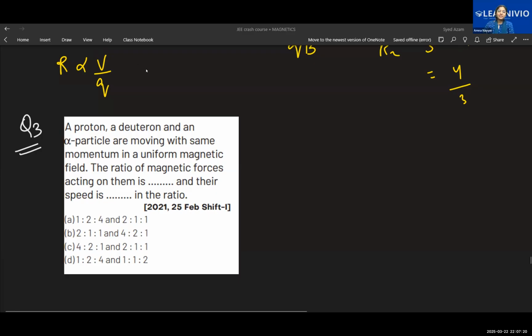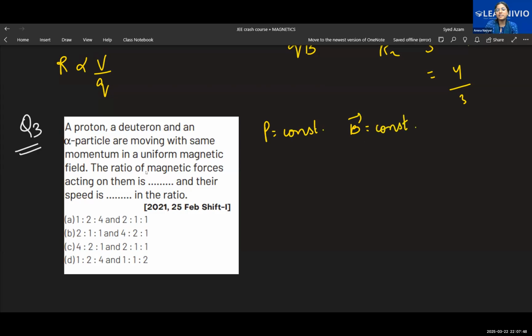Okay, class, I'm discussing it. Now 3 particles are given. A proton, a neutron, and an alpha particle. They are moving with the same momentum. So this time momentum is mentioned. That's constant. Magnetic field is uniform. So momentum is constant. Magnetic field, this is constant.